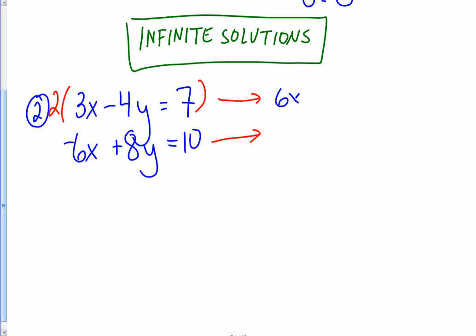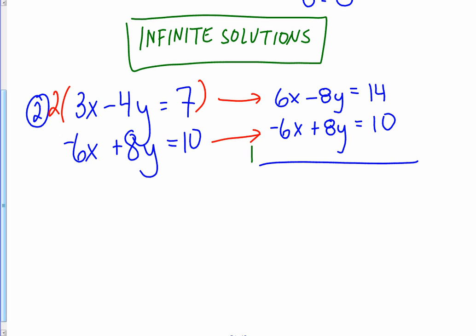So 6x minus 8y equals what? 14. Students always do that. They forget the constant. I don't know why. And then this one stayed the same. So if the signs are opposite, are we adding or subtracting? We're adding. So what happens when we add? 6x plus negative 6x is 0. Negative 8y plus 8y is 0. So I actually get 0 equals what?